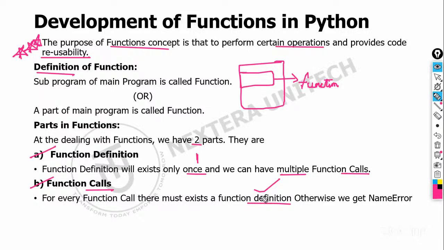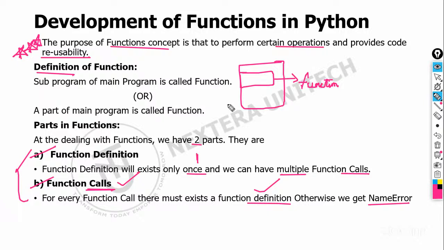If you don't define the function and you try to call it, you'll get an error called name error. So these are the parts of a function. Within a function, we'll have two parts. Function definition, where we define our function. Function call is where we call the function. Whatever function got defined will be called.